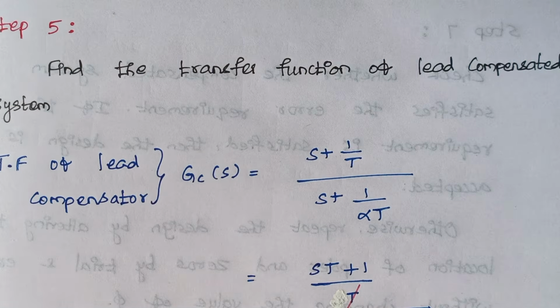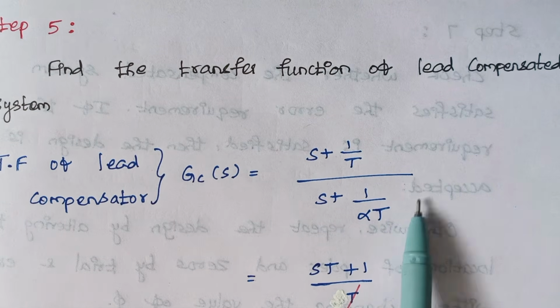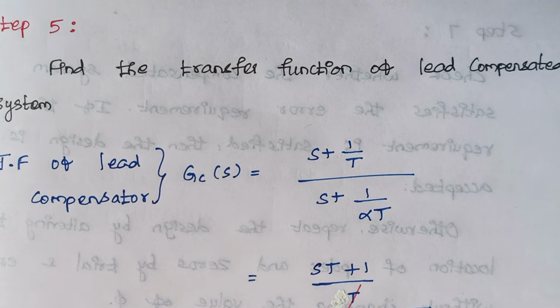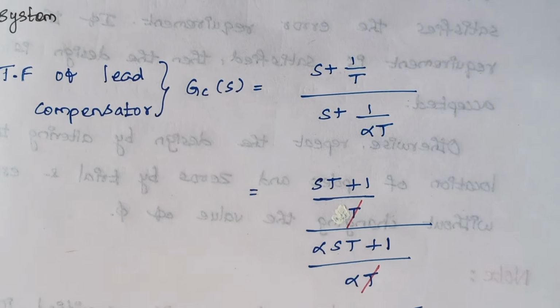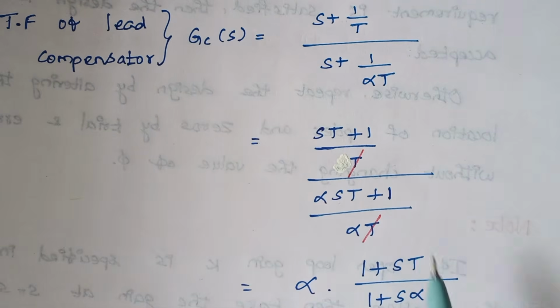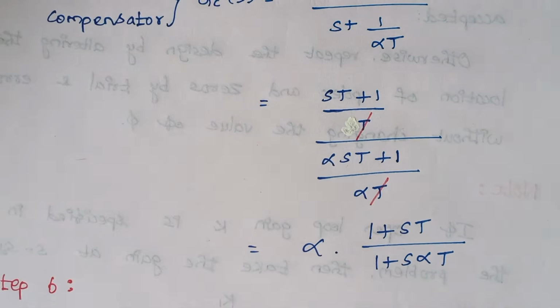Then the next one is step 5, writing the transfer function of the lead compensator, because we have already found the values of alpha and T. Here this is the basic formula for writing the transfer function of a lead compensator. The next step is taking the LCM. When you take the LCM, you see both the denominator terms T cancel each other, and finally we have a simplified expression like this.